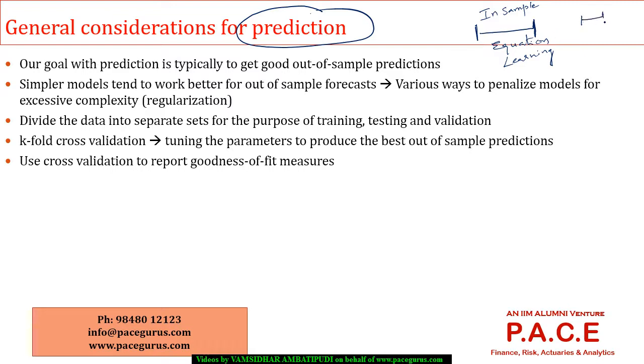Now I have another data with me. I want to test this model on this data. This is what is called out of sample. When I run this equation on this data, it should do a good prediction for me. That is what we talk about as the goodness of my model. Those are called out of sample predictions. So my intention is to get good out of sample prediction.